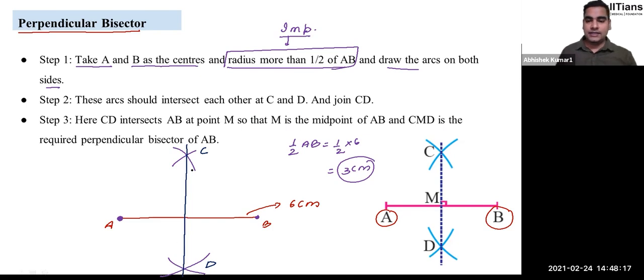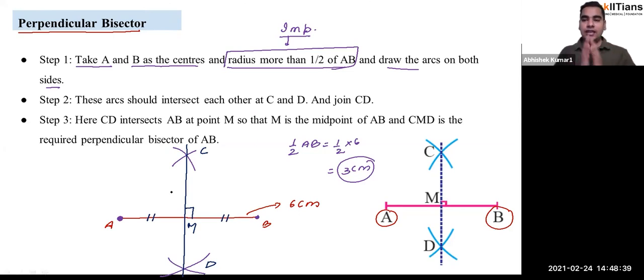Clear? Then this line that I got here, CD, is going to be perpendicular to it. I'm going to call this foot of perpendicular here as M. And this CD that I have drawn is going to bisect AB as well. What does that mean? That means this AM that you have will be equal to MB. So that is exactly what you were supposed to show here.